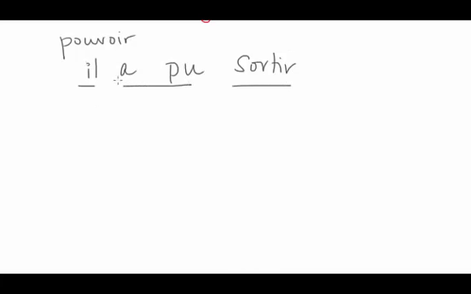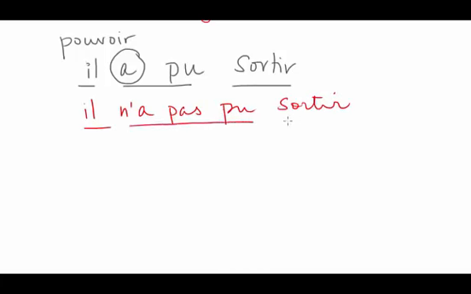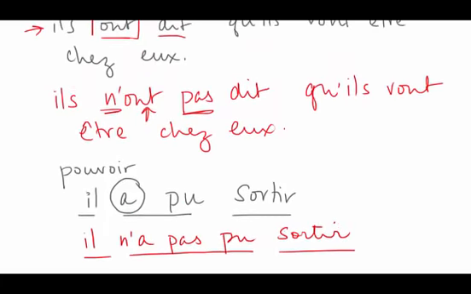Okay, but now we want to negate it. So where does the ne and the pas go? Around the a. So that makes this sentence il n'a pas pu sortir. He was not able to go out. Alright, and I think we're done.